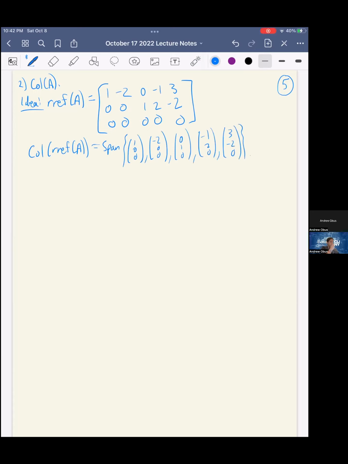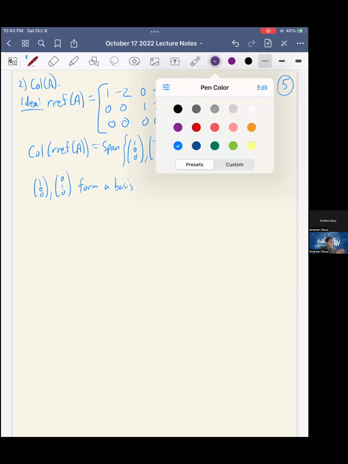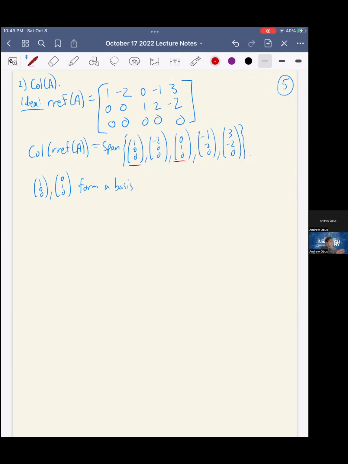And it's not hard to see that (1, 0, 0) and (0, 1, 0) form a basis. So just these two vectors here, marking them in red, form a basis of the column space of the row-reduced echelon form of A. Why? Well, they're clearly linearly independent.